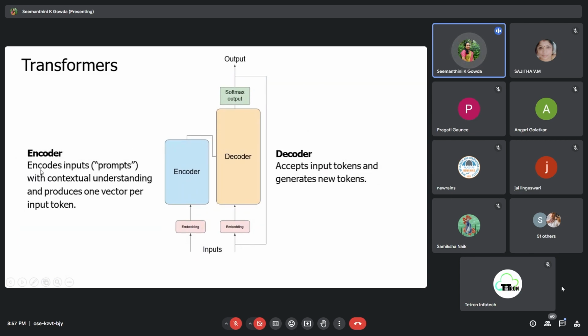And also you can perform encoding as well as decoding. Encoding accepts the inputs, the contextual understanding is done, and it produces one vector per token. That is what we do with respect to encoding. Decoding accepts the input tokens and generates new tokens. That is what we do with the decoder. In the sense, the encoder accepts the prompts or inputs with the understanding of that and produces one vector per token. And next, the decoder accepts the tokens and generates new tokens.